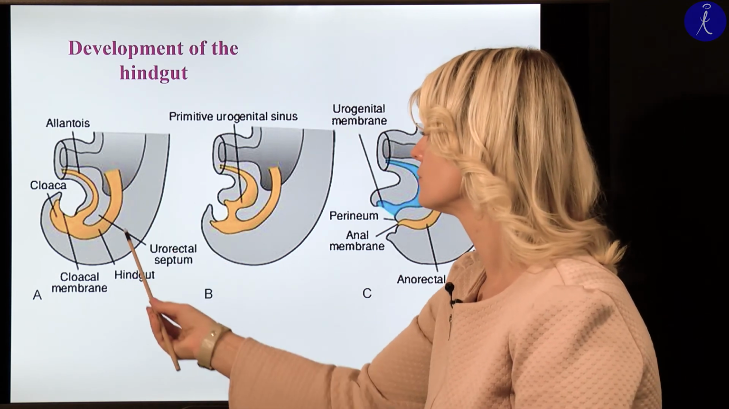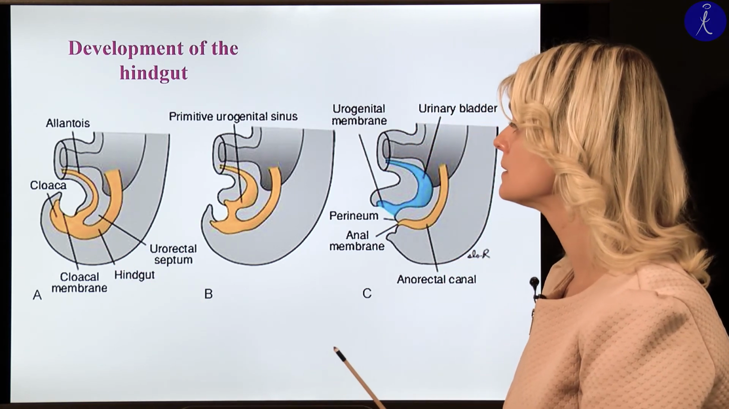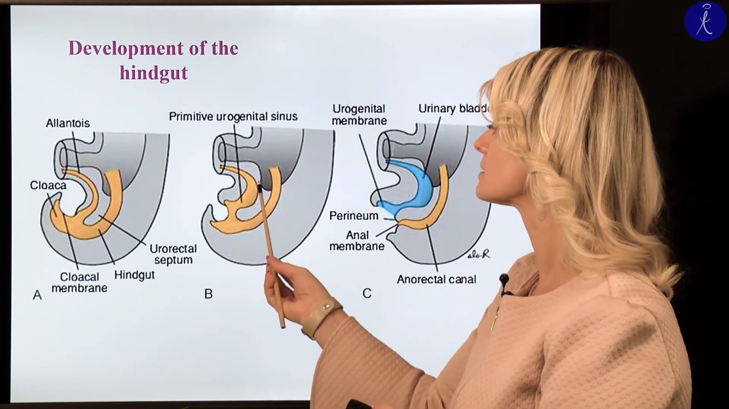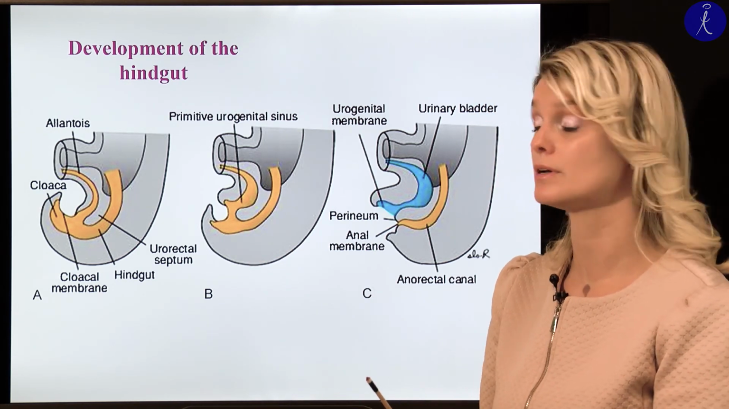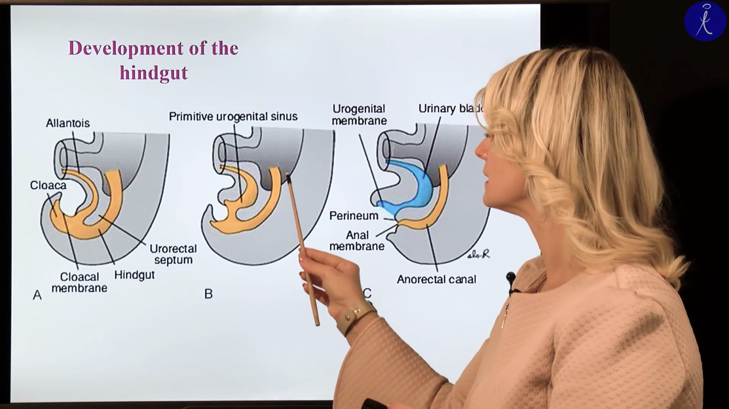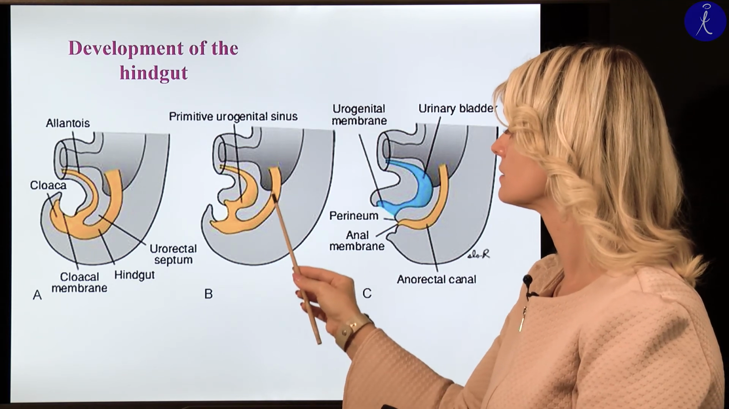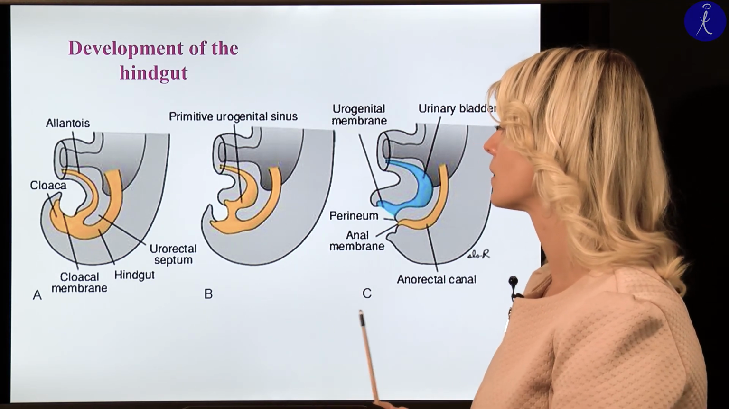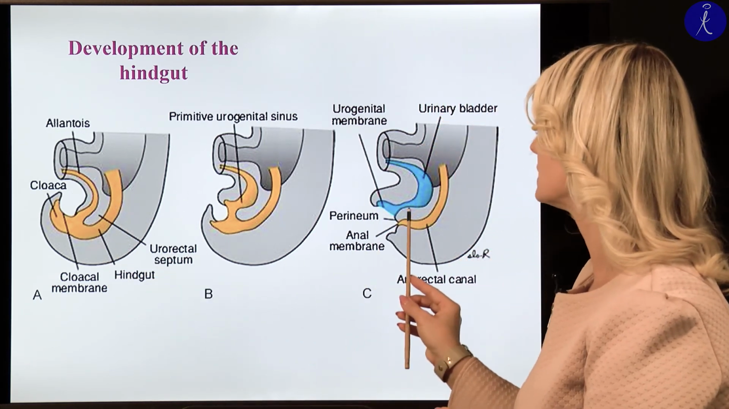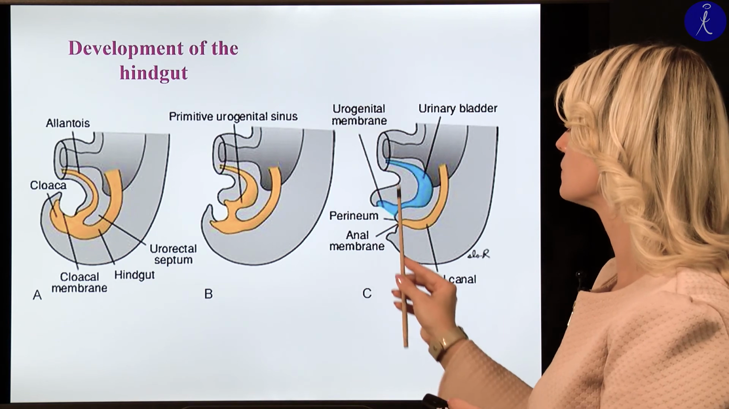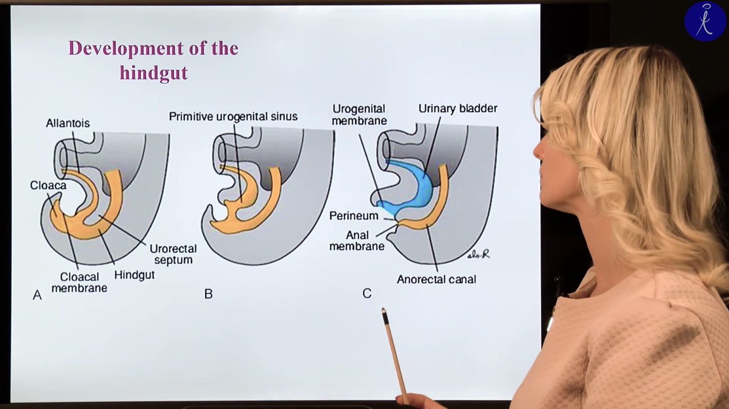Here you can see that first the urorectal septum will divide it into two main parts. The primitive urogenital sinus, from this will develop the urinary bladder and the urethra. And here you can see the anorectal canal, from where will be the rectum and the distal part of the GI tract. This cloacal membrane is divided into two main parts by the septum. The upper is the urogenital membrane and the lower part is the anal membrane.